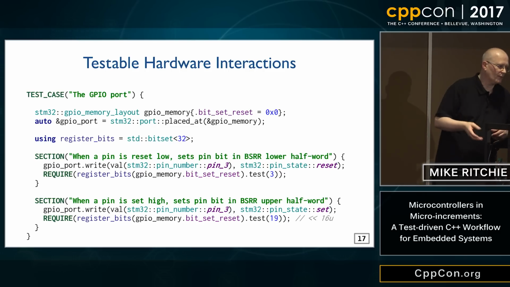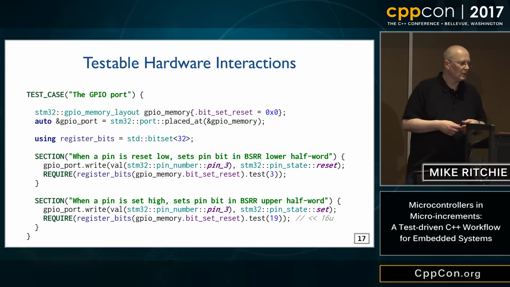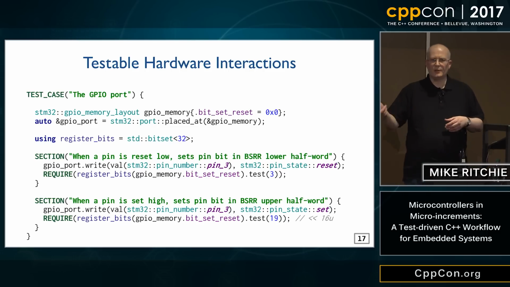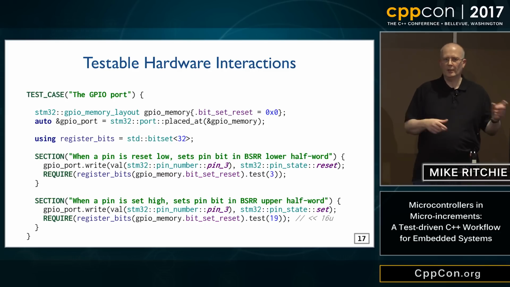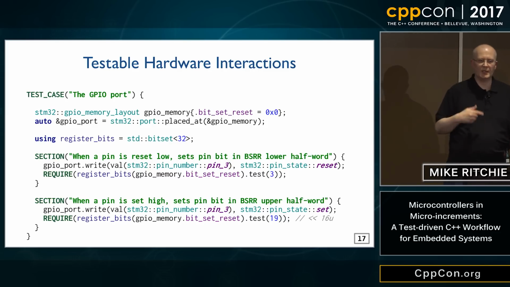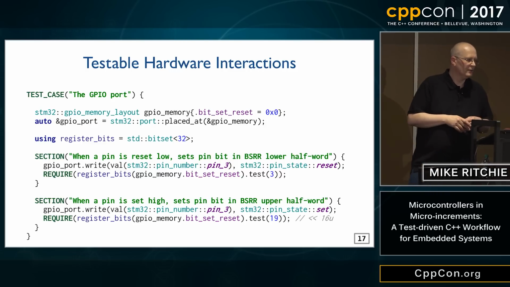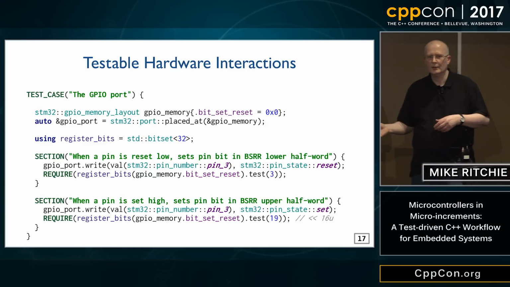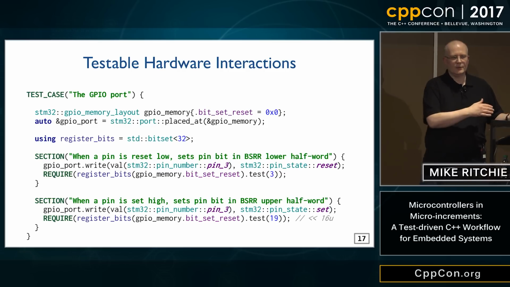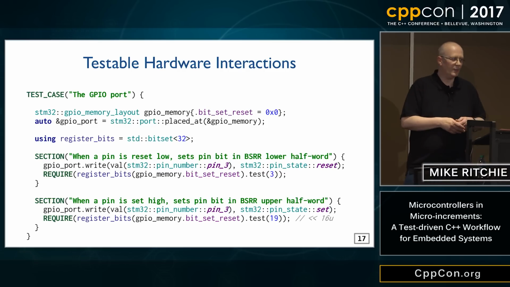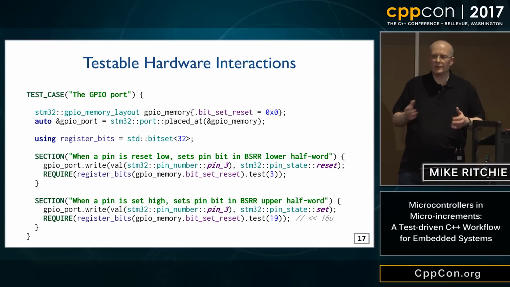So in this case, I've got a GPIO port. In an STM32 chip, the GPIO has a lower half word and an upper half word in one of the registers for setting or resetting bits. So if you set low, then that goes to the lower half word. If you set high, there's a shift, and it gets set into the upper half word. So these are really simple tests to write.